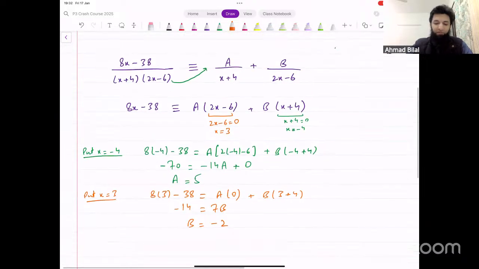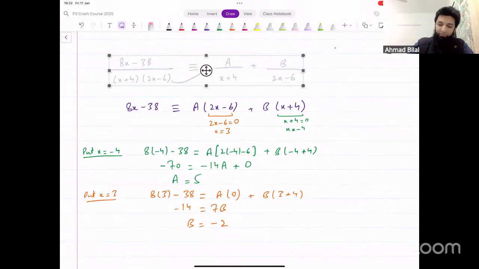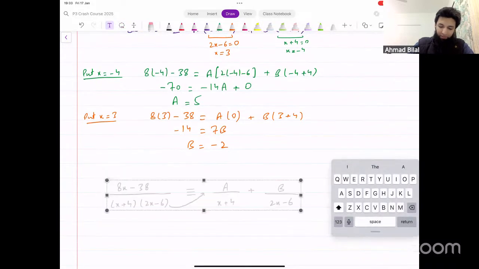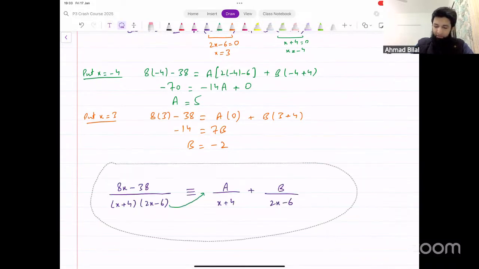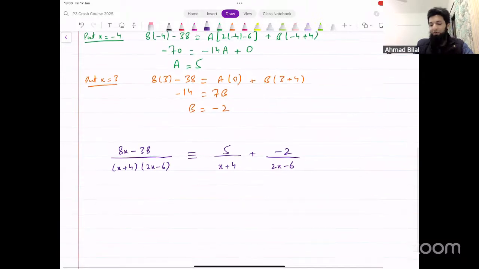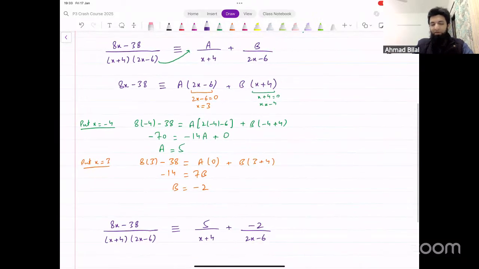So what are the partial fractions now? The fraction that we had, we can find the partial fractions of that like this. Sorry, a is 5. So in place of a, we put 5. And in place of b, we put -2. These are the partial fractions that we were looking for. We have broken that fraction down into two parts like this.